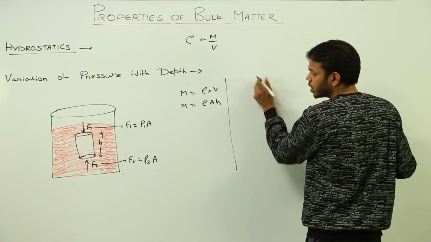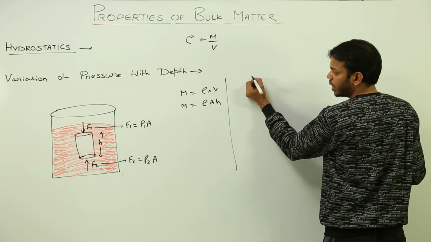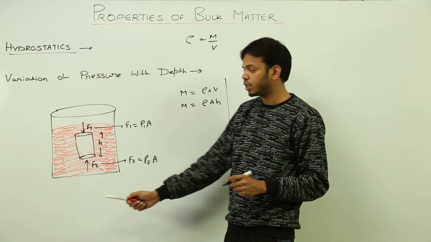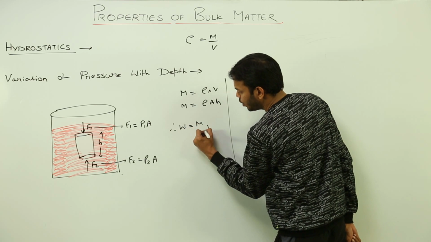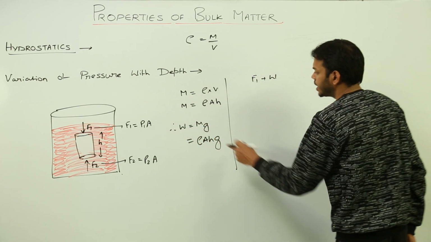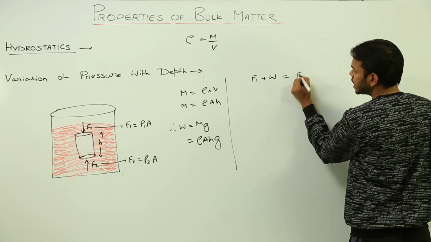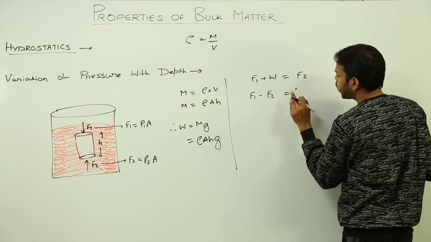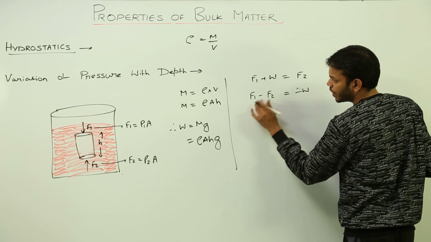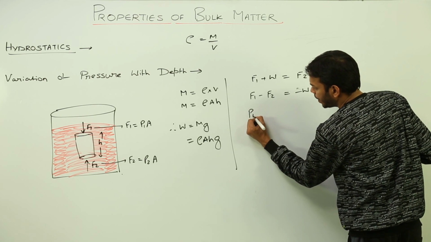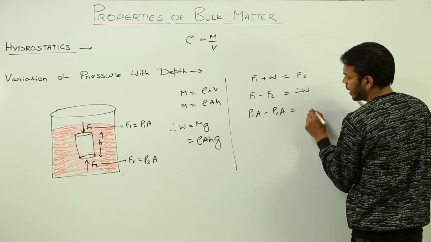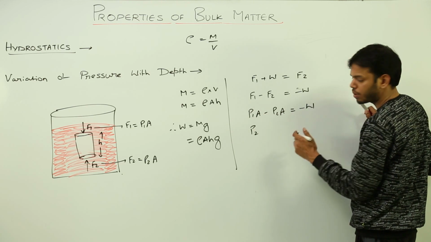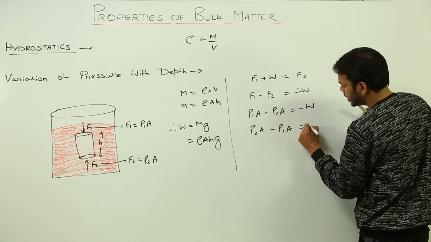What are the forces? The upward forces and the downward forces are equal. The downward forces are F1 plus the weight of the liquid column. Weight acts vertically downwards and is equal to M into G, that is rho A H g, where g is the acceleration due to gravity. This will be equal to the upward force, which is F2. So F1 minus F2 will be equal to minus W, or F1 is P1A. P1A minus P2A is equal to minus the weight, or multiplying both sides by minus 1, P2A minus P1A is equal to W.